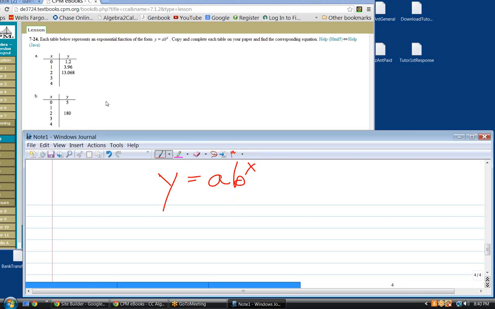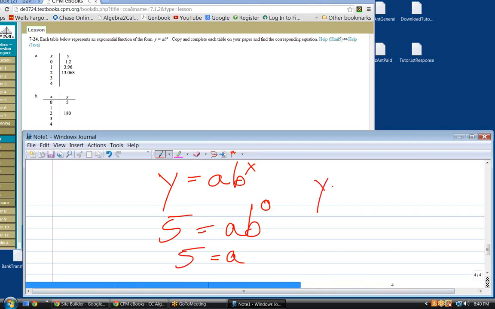You can put 5 in for y, and then I don't know what you would do besides a, b, and then well, what would go in for x? X to the 0. X is 0. Okay, 0. There you go. What is b to the 0th power equal? 1. So a equals 5.